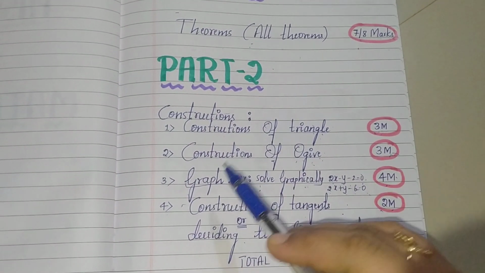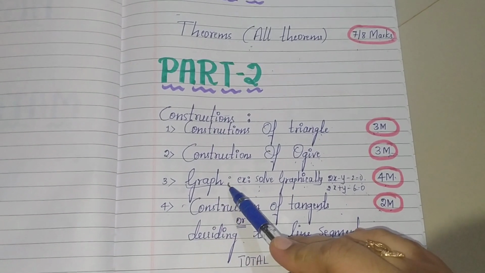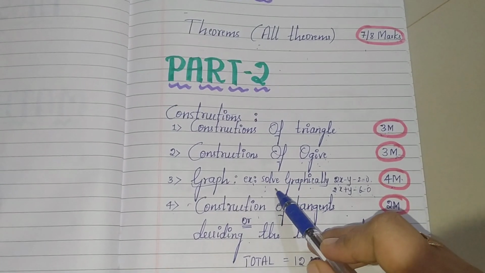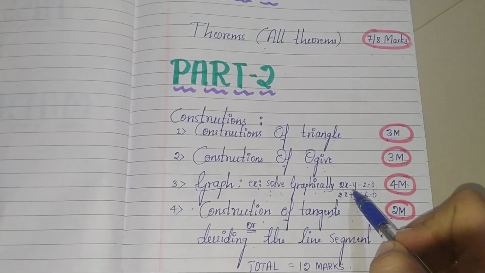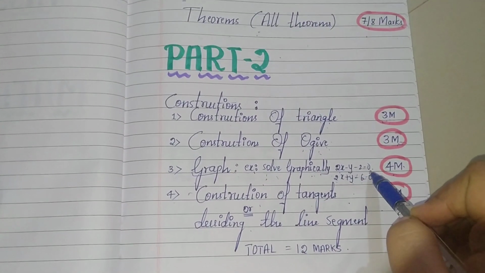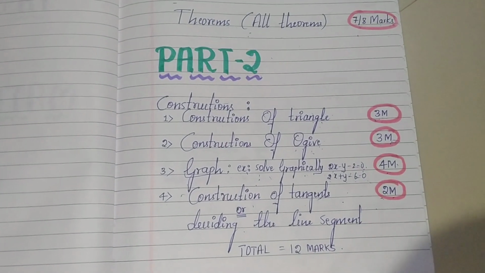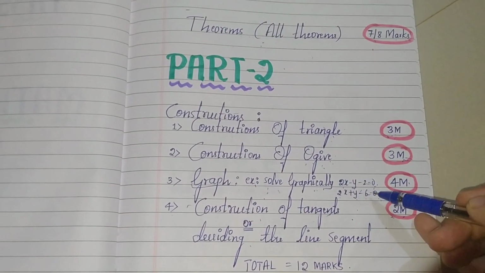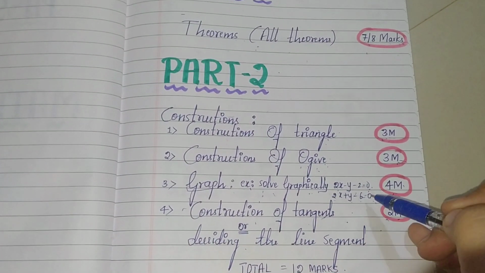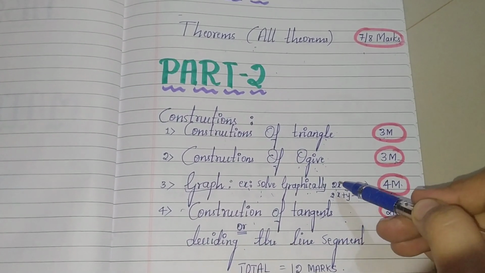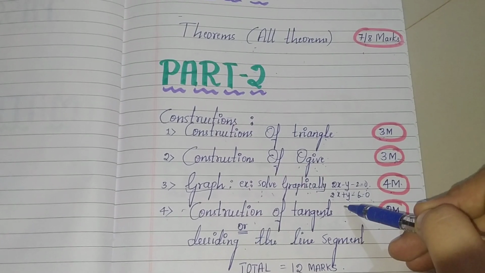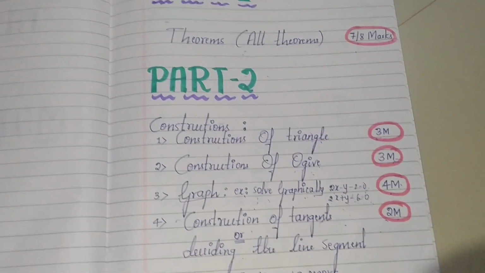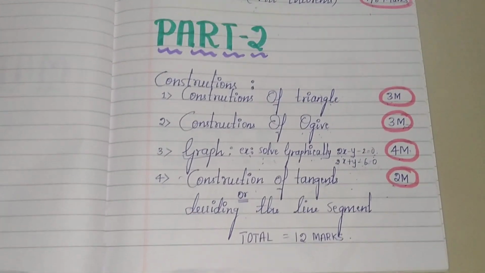Next thing is graph. This is very important. One example I have written here: solve graphically 2x minus y minus 2 equals 0 and 2x plus y minus 6 equals 0. In this kind of question, you have to plot the graph. That kind of question will come for 4 marks.